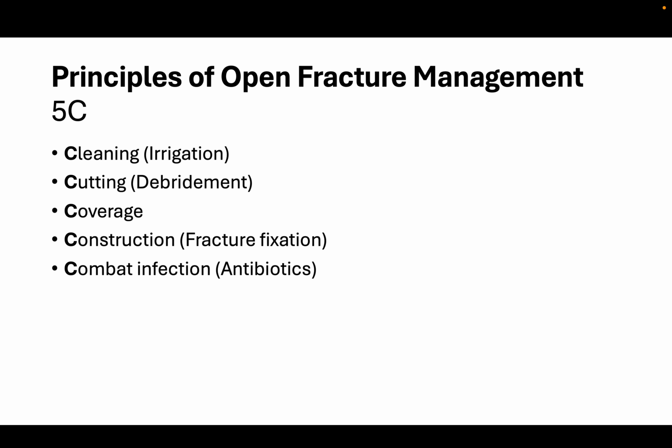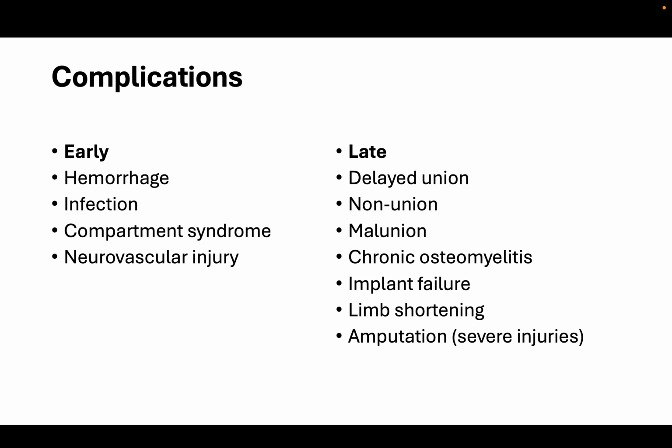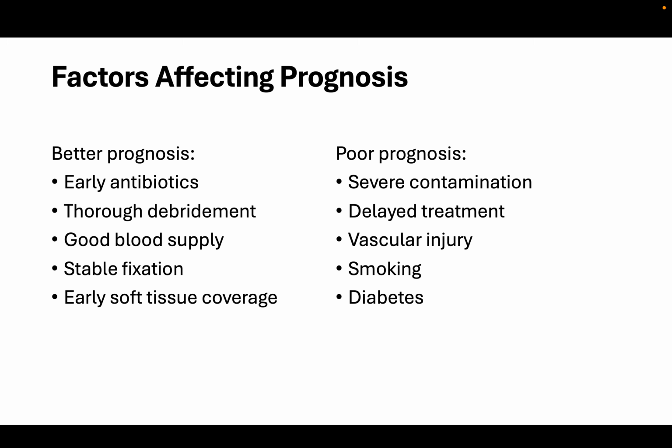Principle of open fracture management, there are 5 C's: cleaning, cutting, coverage, construction, and combat the infection. Complications associated with open fracture are hemorrhage, infection, compartment syndrome, and neurovascular injury. These occur in the early phase of the injury. Late after treatment, there are delayed union, non-union, malunion, chronic osteomyelitis, implant failure, limb shortening, and amputation.